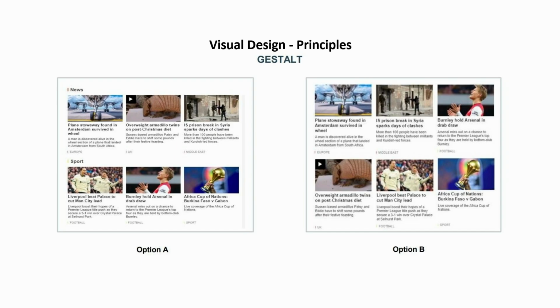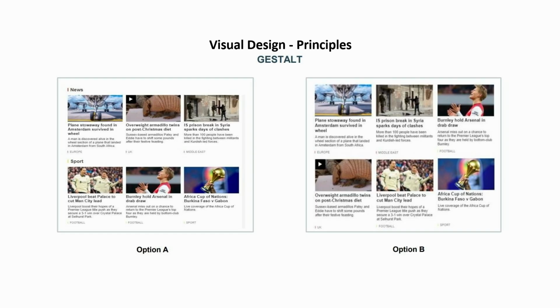Okay, next is Gestalt, which is another design principle. Let's take a look at these two sets of news articles. You're looking at a bunch of news articles put together. What is the difference which we see here? We see a few swaps where a few articles are moved around. So what is the visual difference? Typically if I look at option A, what would I think?